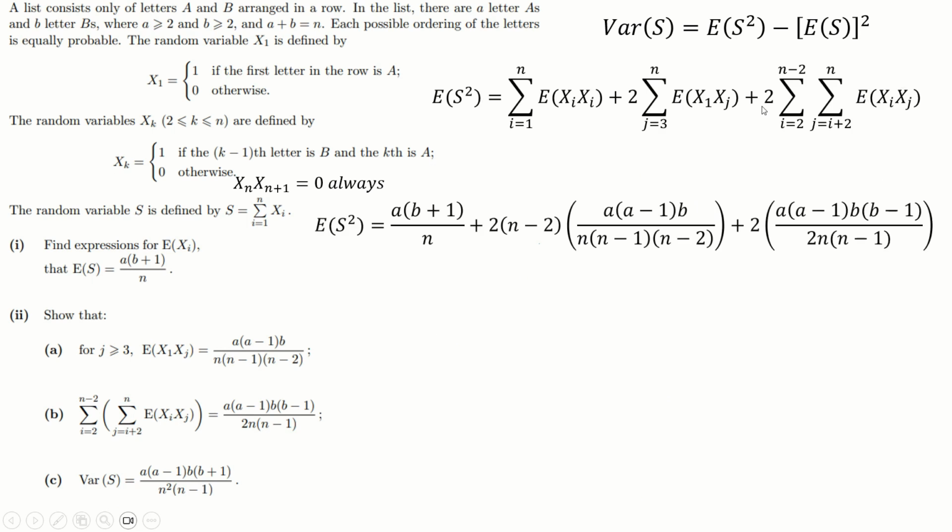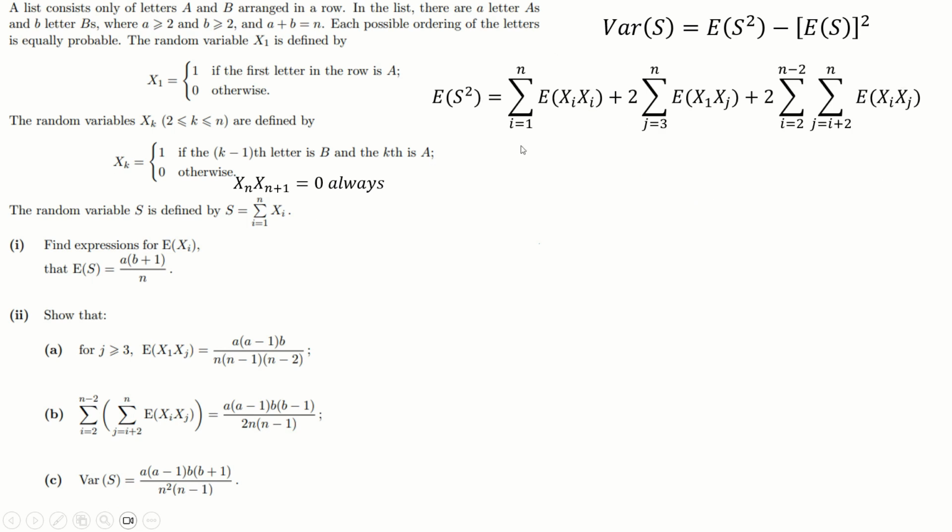I'll just times it by 2, and we should be all good to go. Now, this thing here, like xi, can only take the value 1 or 0. So when you times it by itself, you're still only getting 1 and 0. So this thing here is just the same as the expected value of xi.